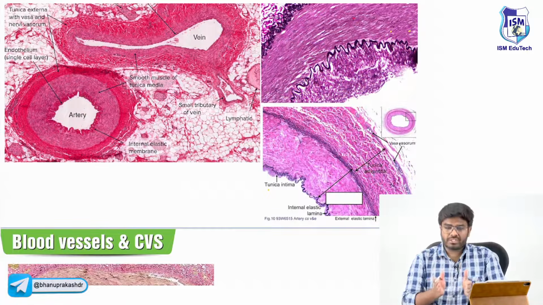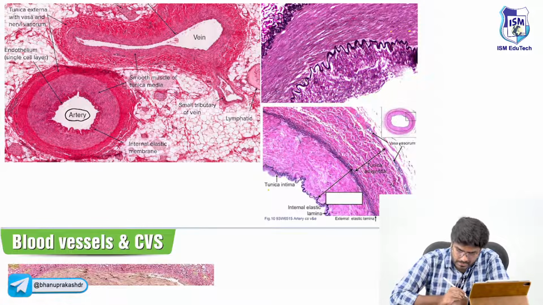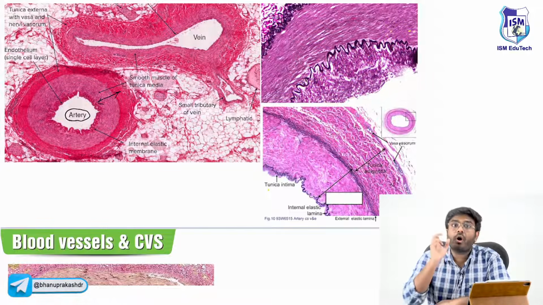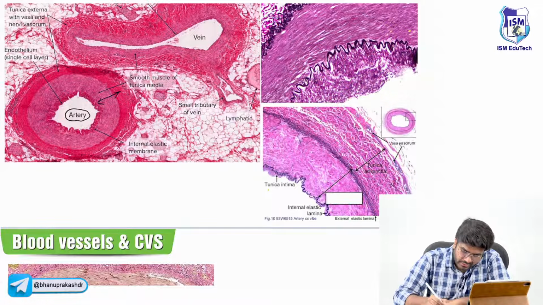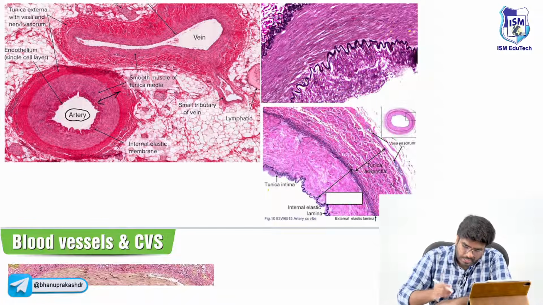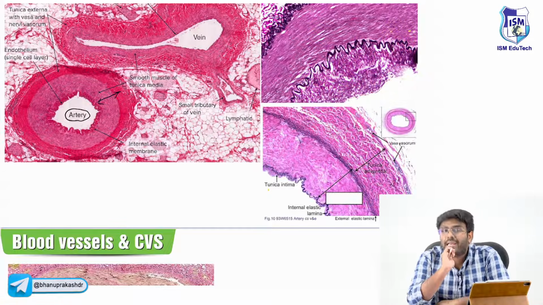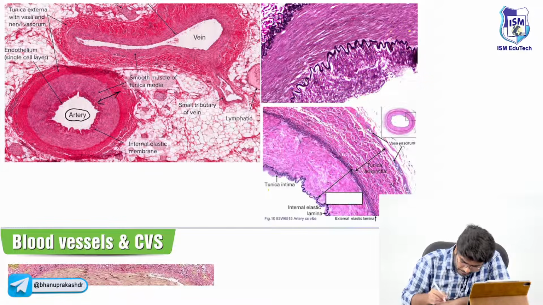The normal histology. On the left side, I am showing you how an artery looks. This is the lumen of the artery. The arteries have a thick wall, and the veins have thin walls. Veins are thin walled, arteries are thick walled. But the point I want you to know is, how many layers do your blood vessels have? Your blood vessels are made up of 3 layers. What are they?